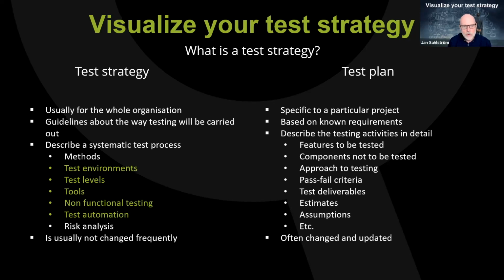It's usually for the whole organization. It gives guidelines about the way testing will be carried out and describes a systematic test process. And the green things are the things that we're going to touch on today. Test environments, test levels, tools, some non-functional testing, and test automation. How to get that into test strategy and to implement it in an easier way than just the whole document.